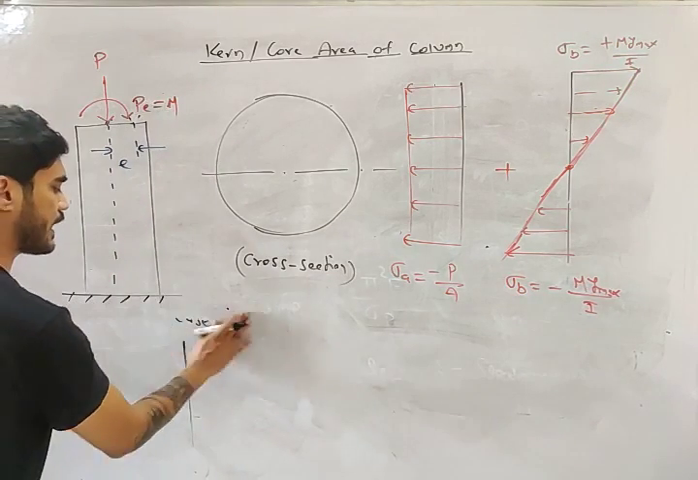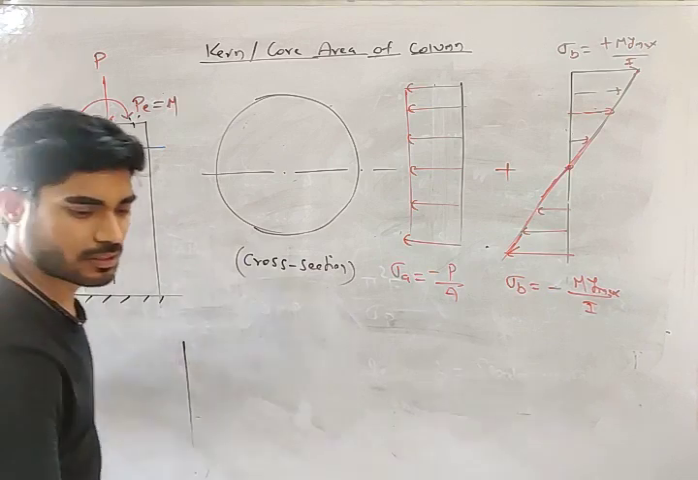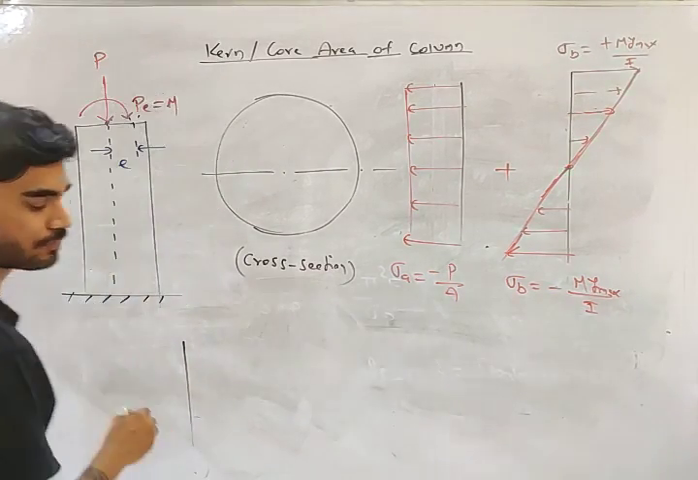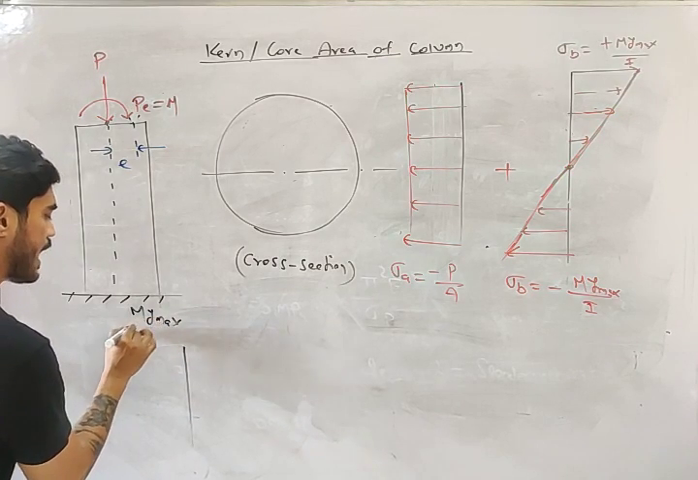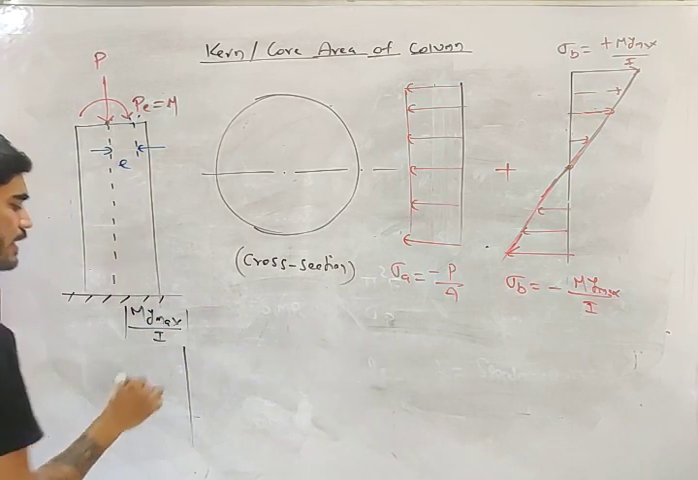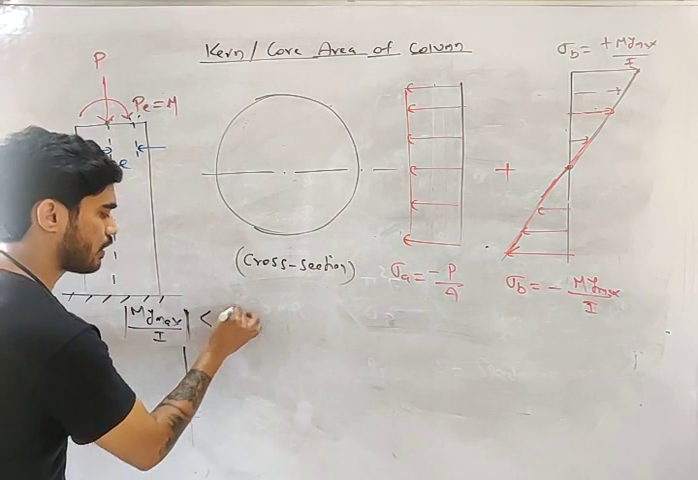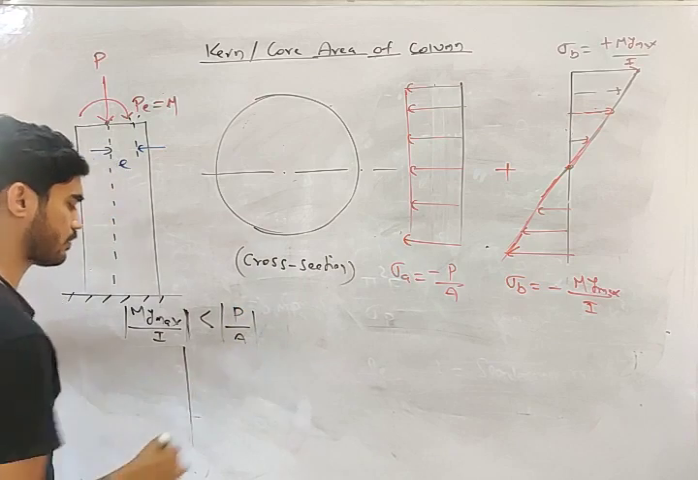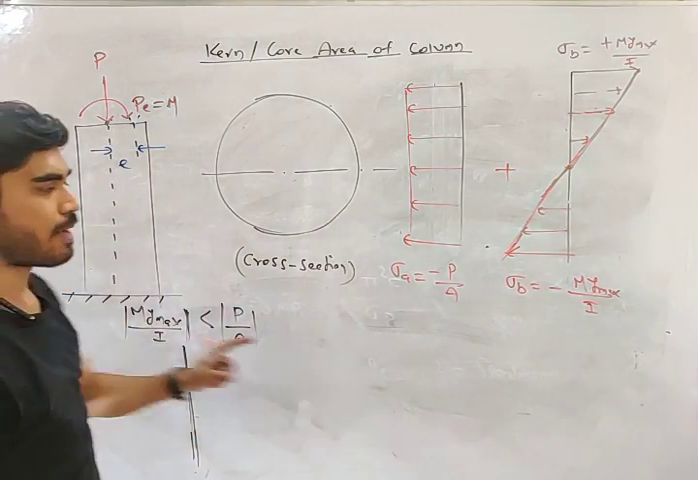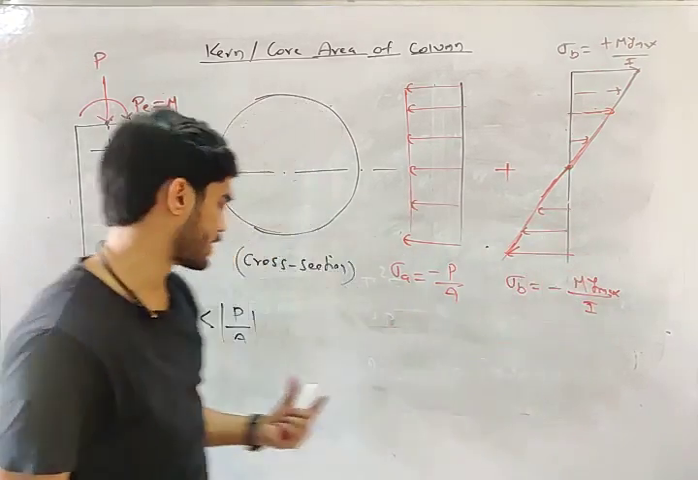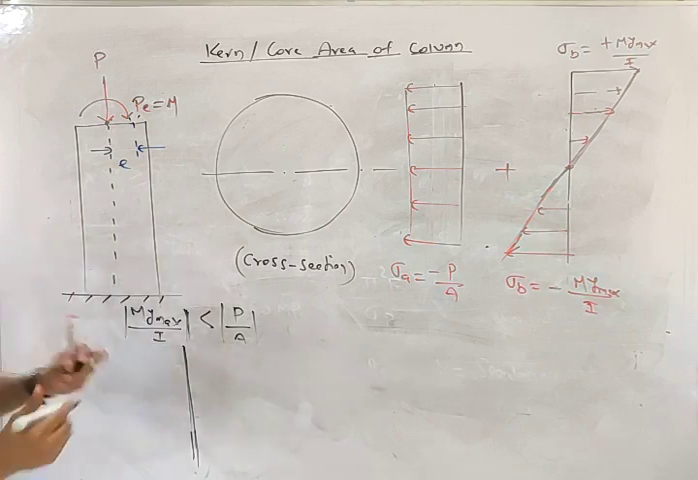So what will be case one? The first case will be when M y maximum by I is less than P by A. That is, when the magnitude of the maximum bending stress is less than the axial stress, then what will happen?